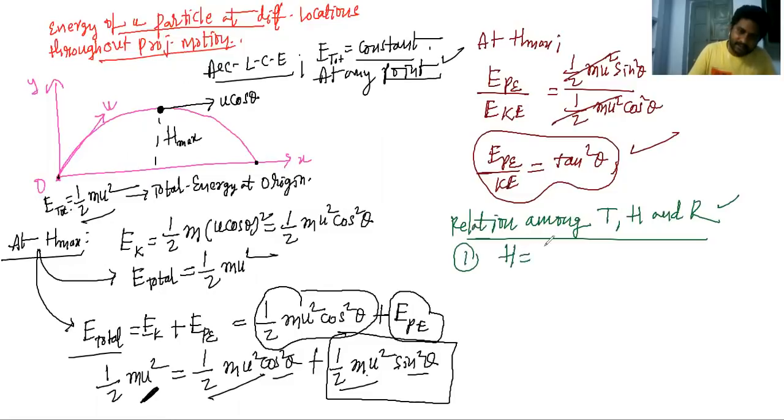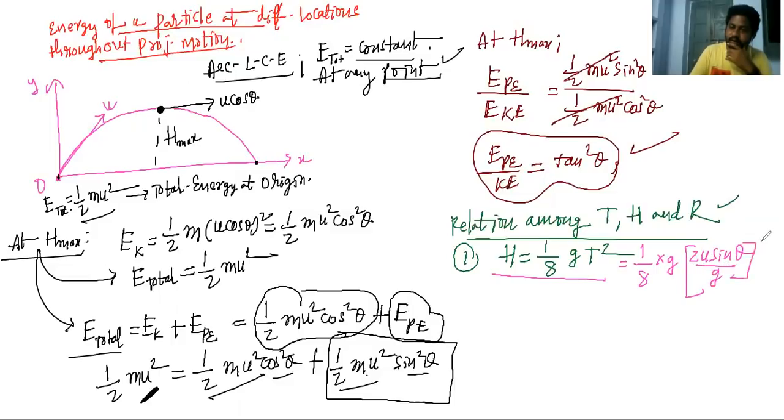Your maximum height is equal to 1 by 8 times g t square. Maximum height is equal to 1 by 8 times g t square. So let us write 1 by 8 into g into t square. What is t square? It's 2u sine theta by g whole square. See, the answer we need must be equal to h. 1 by 8 into g into 2u sine theta by g whole square.